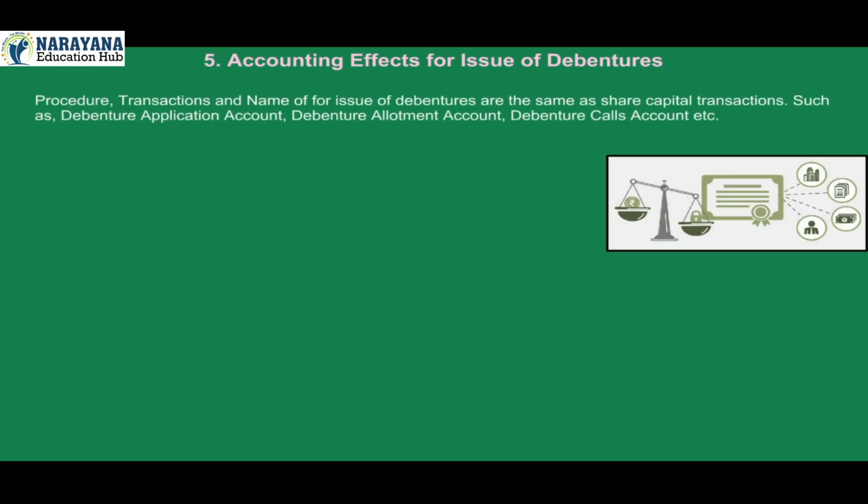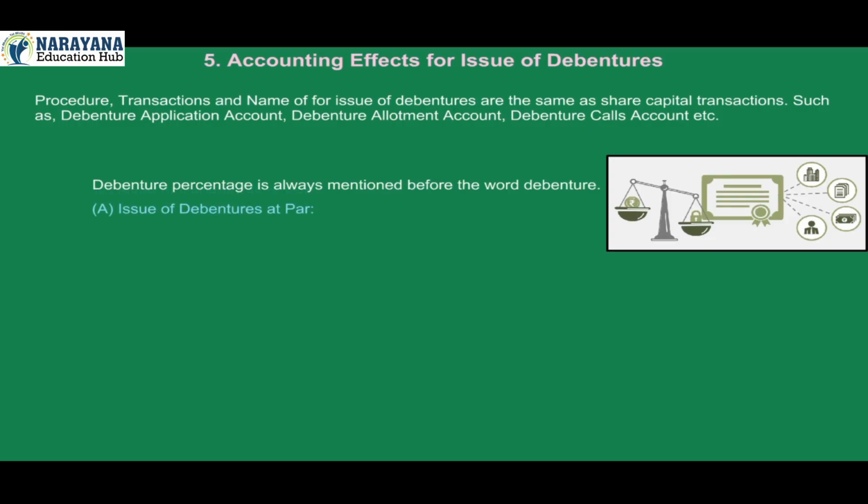5. Accounting effects for issue of debentures. The procedure, transactions and names of accounts for issue of debentures are the same as share capital transactions, such as debenture application account, debenture allotment account, debenture calls account, etc. The debenture percentage is always mentioned before the word debenture.